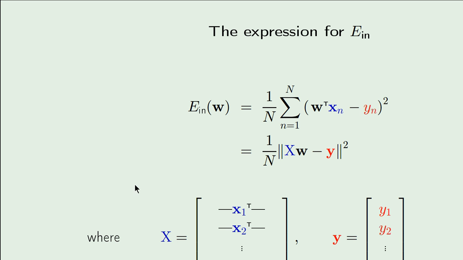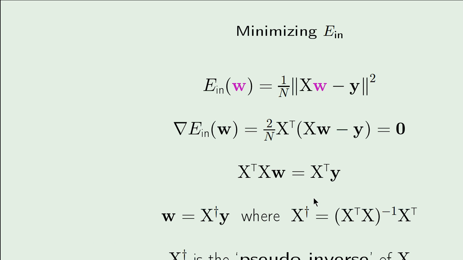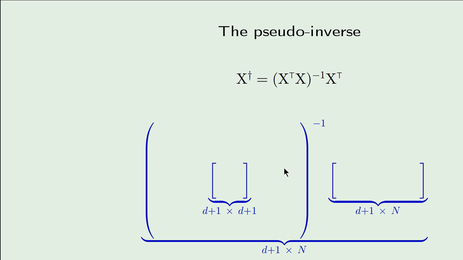And you can see where X is this particular matrix of x1 transpose, x2 transpose, y is this, and minimizing EIN, you take a derivative and you come up with the pseudo inverse of x. We'll talk about the pseudo inverse. And this is the pseudo inverse.